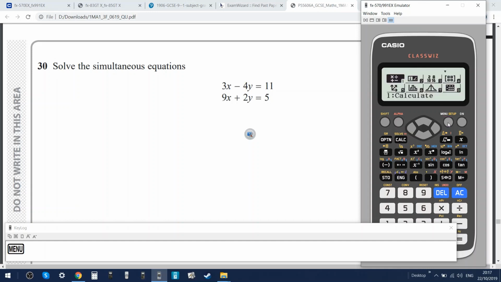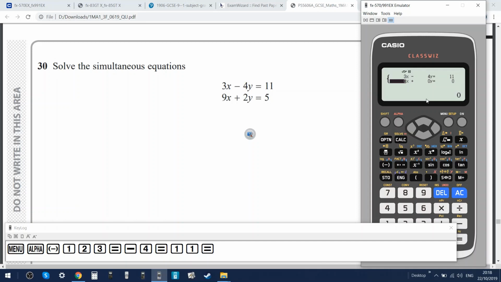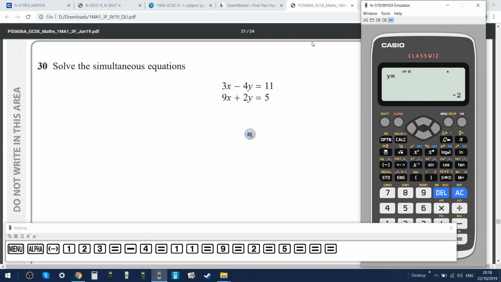How do we do it? Menu, and we want equation, alpha A for equation, and we want simultaneous equations. Number of unknowns, well, there's an x and there's a y, so 2 unknowns. Press 2, and here it is 3x plus 3 equals minus 4y minus 4 equals 11. Then just do the same thing for the bottom one. It is in the calculator. Press equals. There you go. x equals 1 and y equals minus 2.